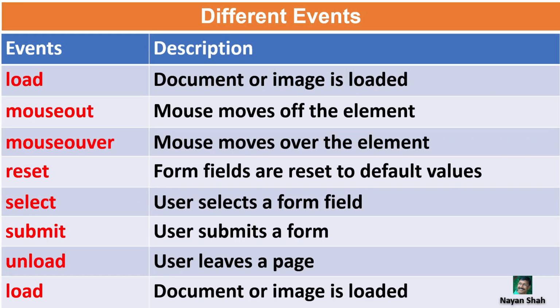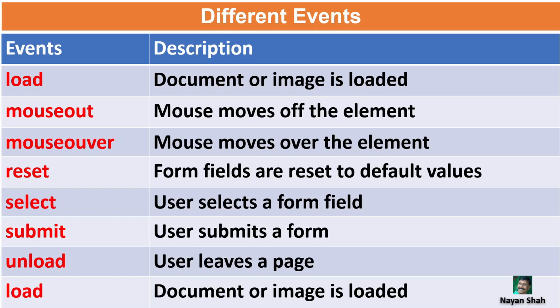Load event, that is when a document or image is loaded. So when a document, web page, image or video comes on the screen, it is a load event. Mouse out event is when the mouse moves away from the element, and mouse over event is when the mouse moves over a certain element on the web page. So mouse out and mouse over. Again, in mouse over spelling, there is a letter that is extra.